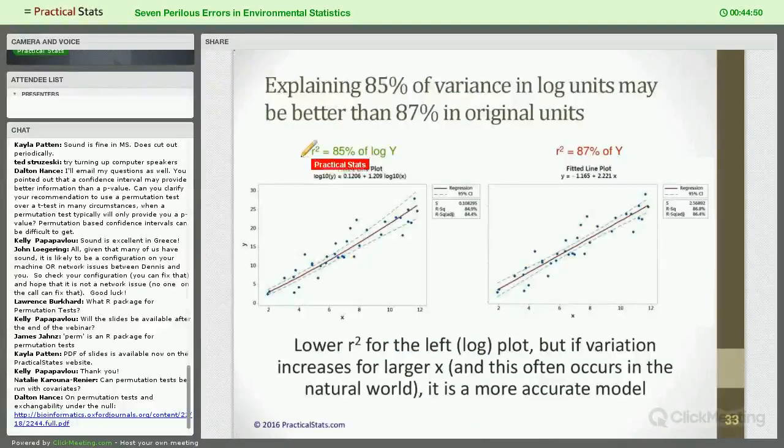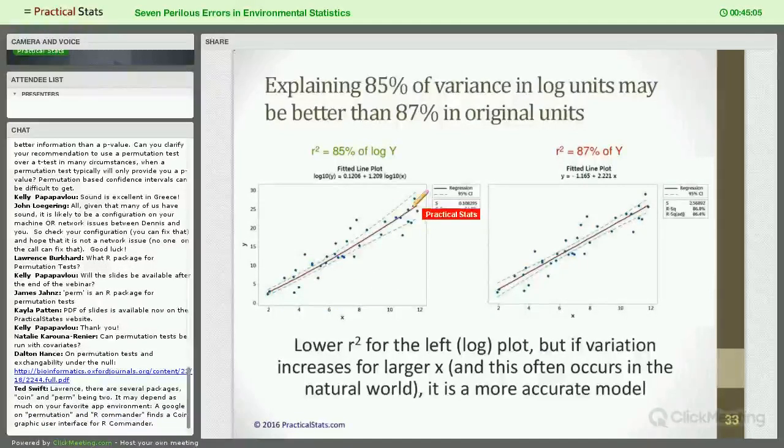And this is just a picture of 85% R-squared, 0.85 in log units, and an R-squared of 0.87 in the original units. That's pretty close, but it would turn out to be a better explanation of the variation because this variation actually is increasing a bit as you go higher. And that's something that a log set of units models well.